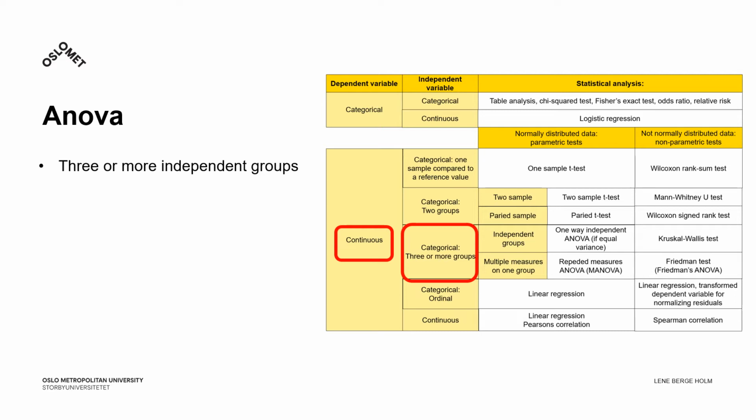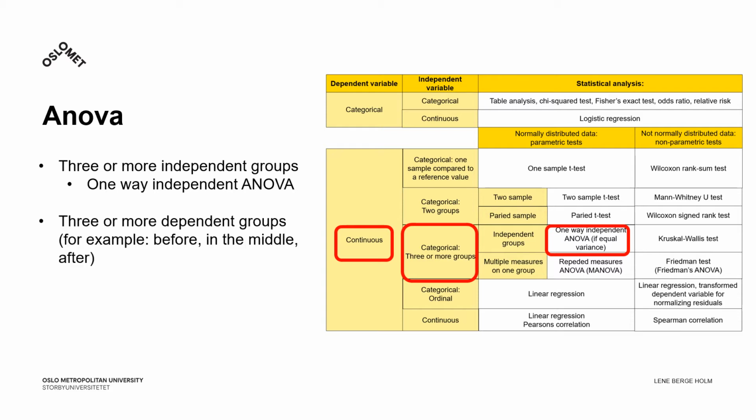So if my 3 groups are independent groups, then I will choose a one-way independent ANOVA. That is, if I have 3 different groups. But if my groups are dependent groups, for example, if I have one group and a measure before, in the middle, and after a treatment, then I would have dependent groups, and then I would choose the repeated measures ANOVA, or sometimes called the MANOVA.